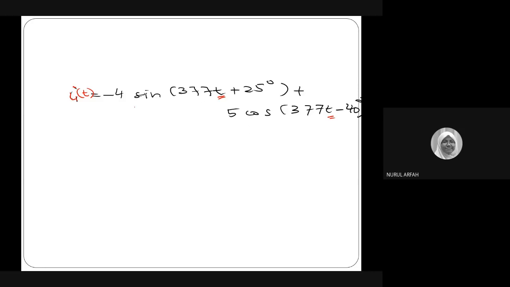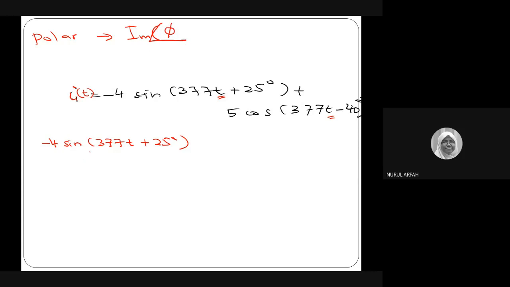How do you convert it into phasor form? If I put it one by one, okay. Let's say I put i1 is -4 sine(377t + 25 degrees), and you want to put it in polar form. Polar form means you need to have the magnitude and also the phase, right? So which one do you need to put?